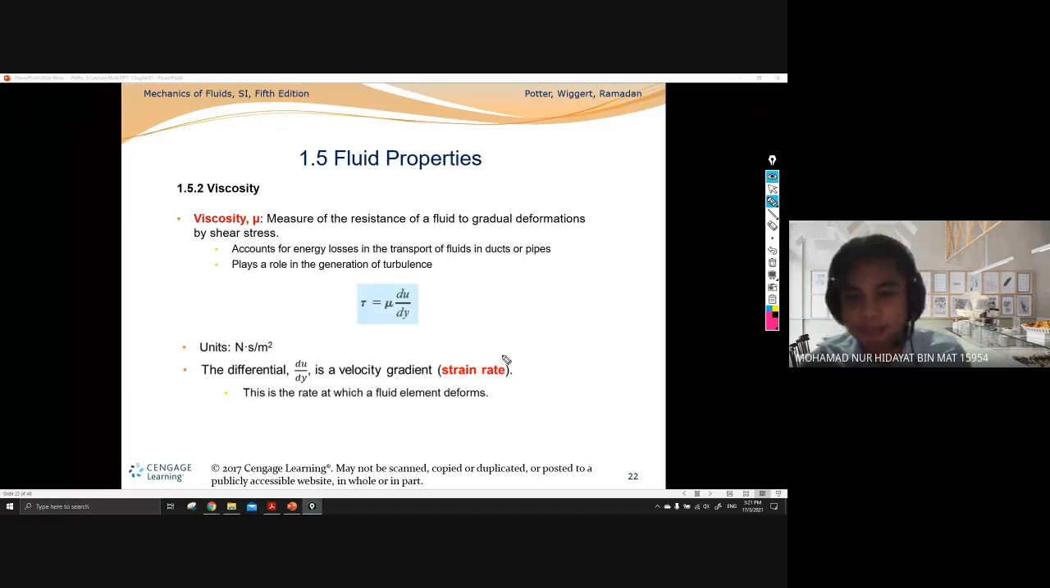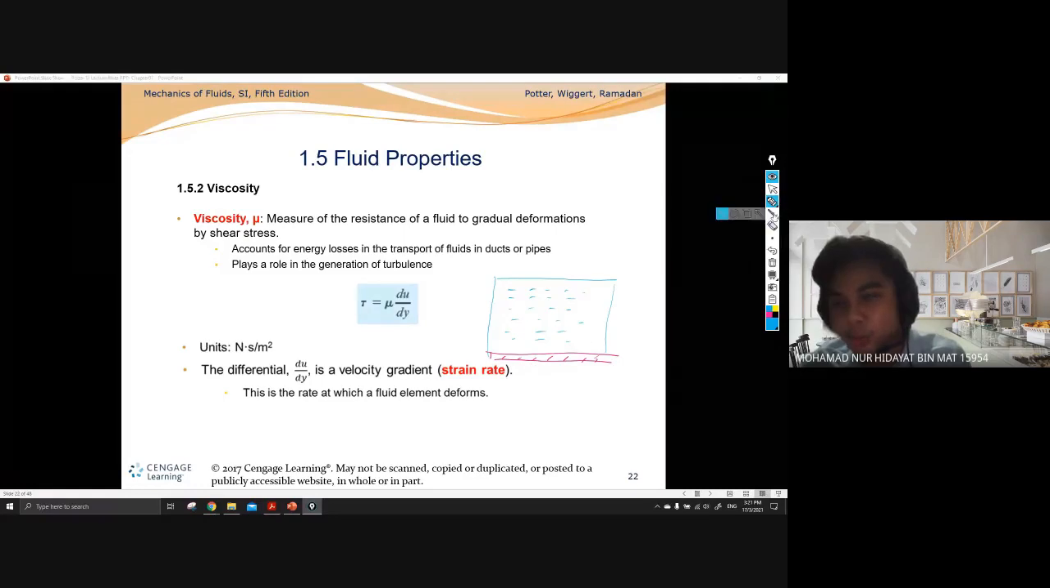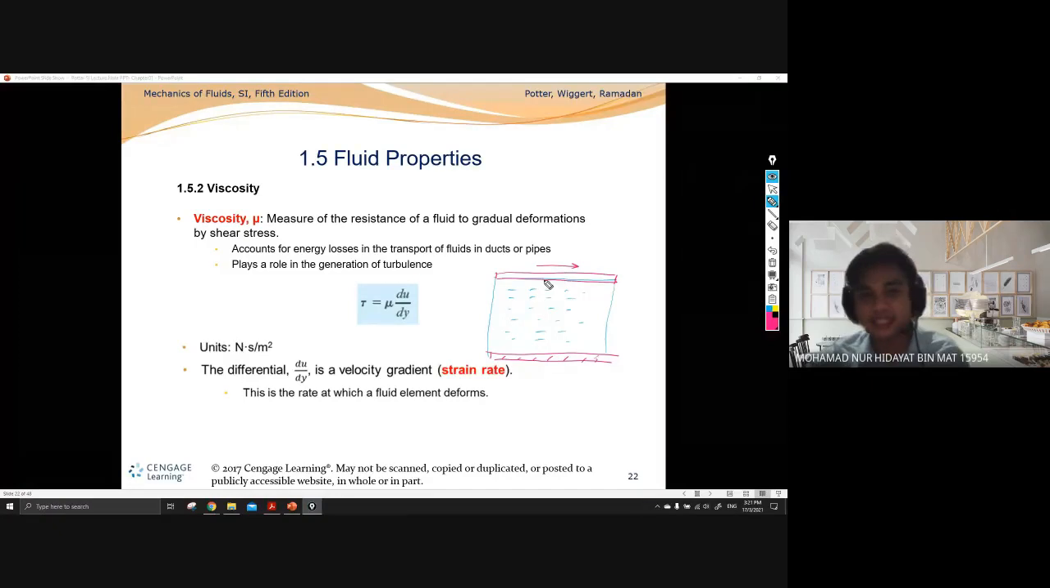Okay, this is better. This is the plate. This is the fixed plate, and then the plate at the bottom of the water. Okay, this is the water. This is the fixed plate. The plate won't move. And then we have another plate. However, this plate moves when we apply the shear stress. So what happened when we move the plate? What do you think is going to happen when we move the plate?